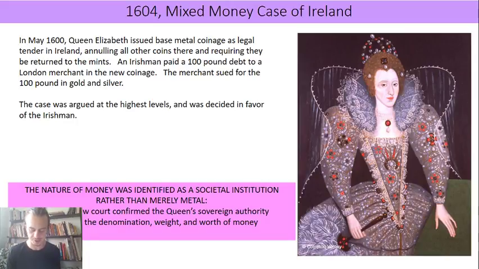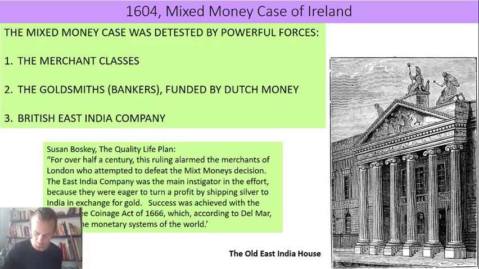Coins have intrinsic and extrinsic qualities. The intrinsic qualities consist of weight and finesse, the extrinsic of denomination and value. Intrinsic qualities are conferred by nature, the extrinsic by the sovereign or state. According to Alexander Del Mar, the decision was so detested by the merchant classes, the goldsmiths, and later the British East India Company, that they worked incessantly to destroy it.